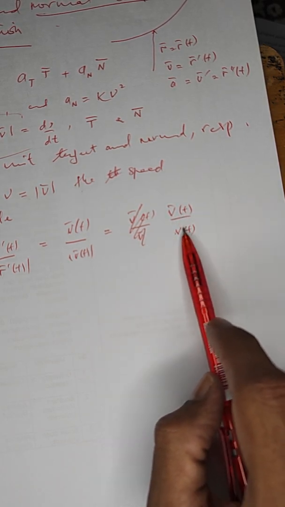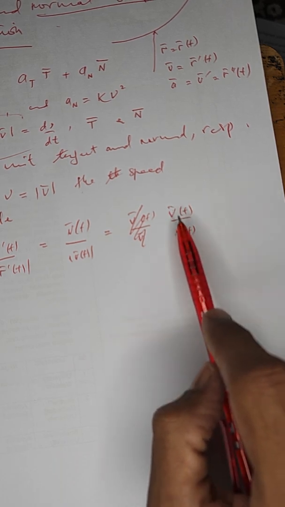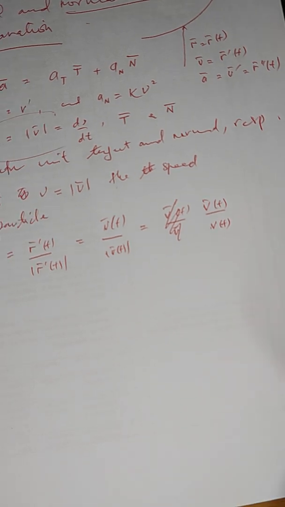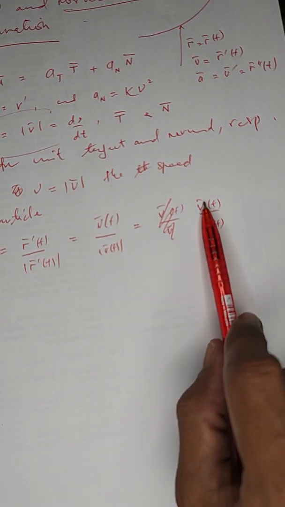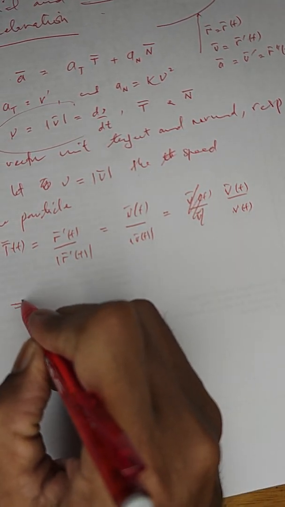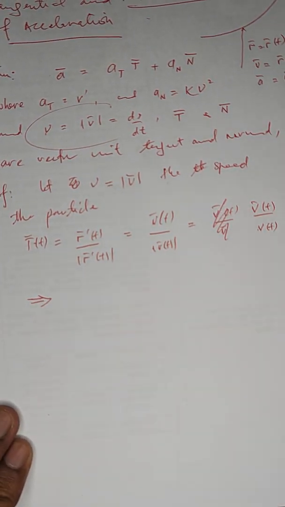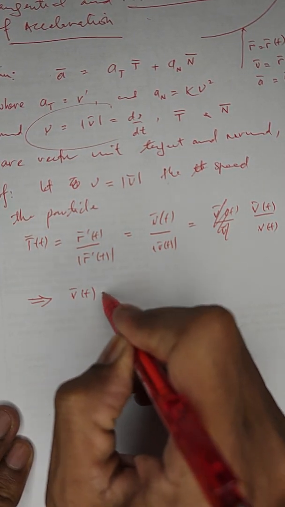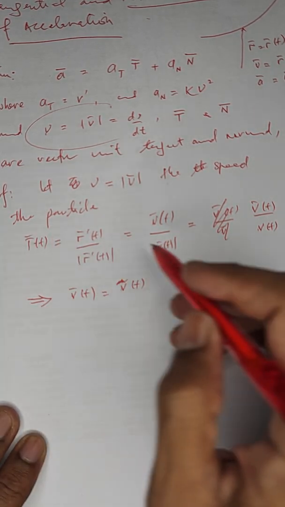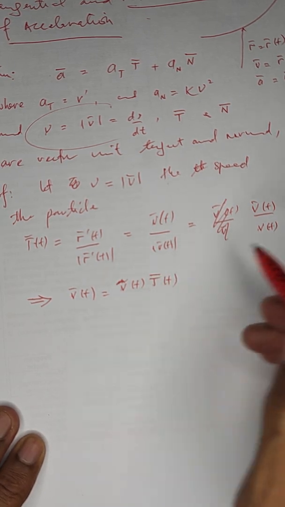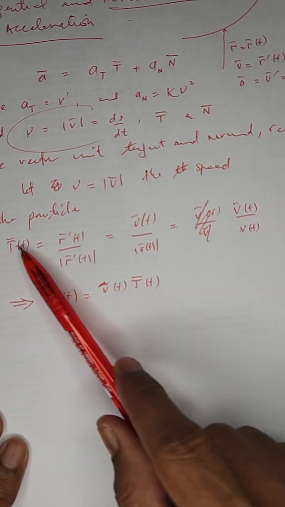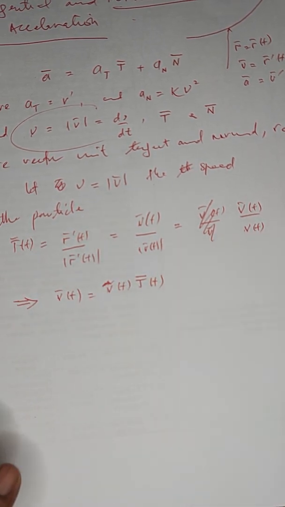Note that the numerator here is a vector, whereas the denominator is a scalar. So v without the bar here is a scalar. There are two different things here. So from here you can write vector v(t) equals v(t) times T(t). We just multiply the denominator to the left side. So this is what we have.